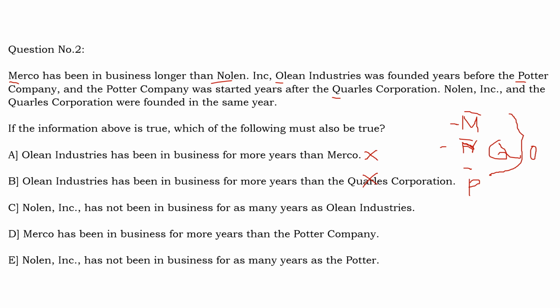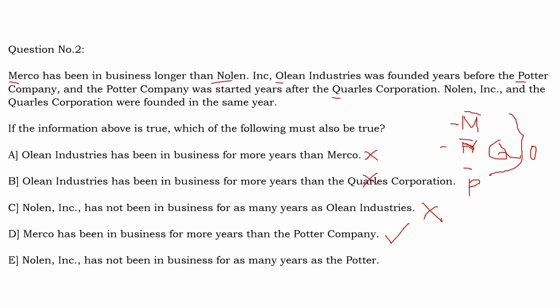They are saying that Olean is founded here. Not necessary. Olean could either be in the same year or after this. Again, this is not something that we can deduce from the facts given to us. So again, wrong. Then option D, Merco has been in business for more years than the Potter Company. Yes, this statement is not touching Olean. Olean Industries is the only company whose position in the chronological order we are not sure of. Others we are already very sure. So Merco has been in business for more years than the Potter Company. It is correct, because Potter was founded after Merco. So this is a true statement.